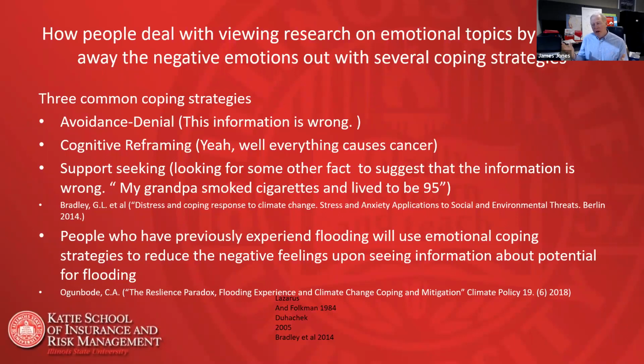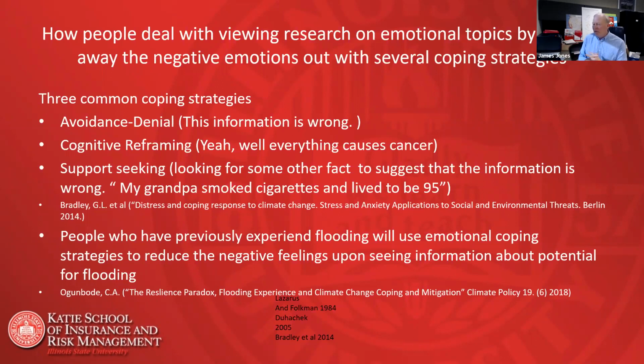Or a very common way is something called confirmation bias. We go out and seek information that supports our opinion and is contrary to the information we see, in order to reduce the negative emotion. And so if I see information about cigarettes causing cancer, I say, yeah, my grandpa smoked cigarettes and lived to be 95. So we go find some other facts to contradict something that we're seeing as giving us negative emotions.